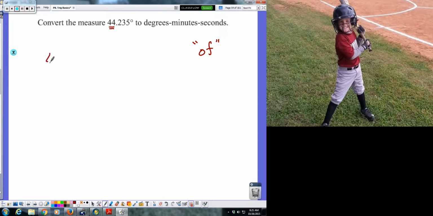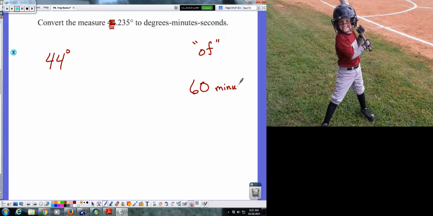So since you have 44 full degrees, let's go ahead and write that down. 44 degrees. We've taken care of the 44. 44 full degrees. 0.235, read as a fraction, or really read period, is 235 thousandths. Okay, tenths, hundredths, thousandths, 235 thousandths. We don't have another degree, but we have 235 thousandths of another degree. That's going to be our minutes. And eventually it's going to turn into our seconds.